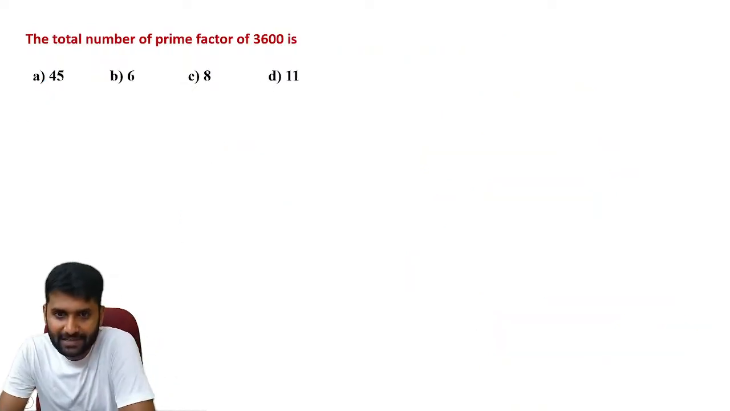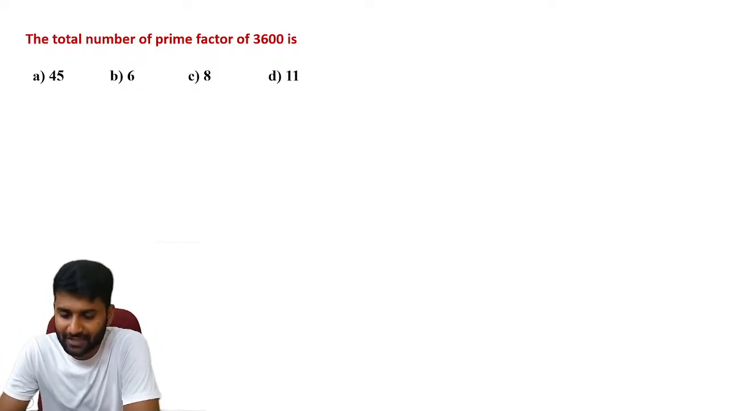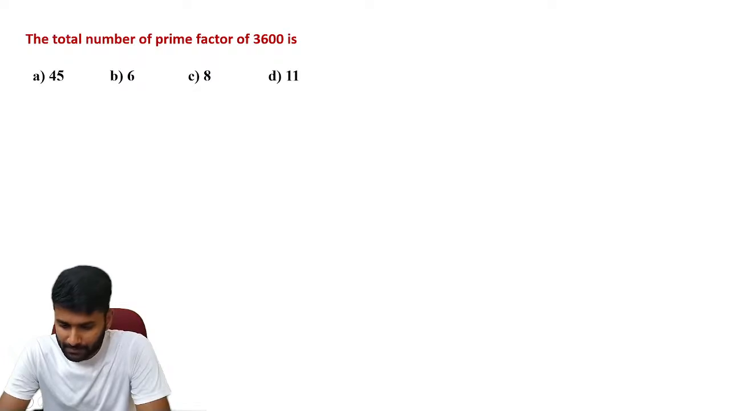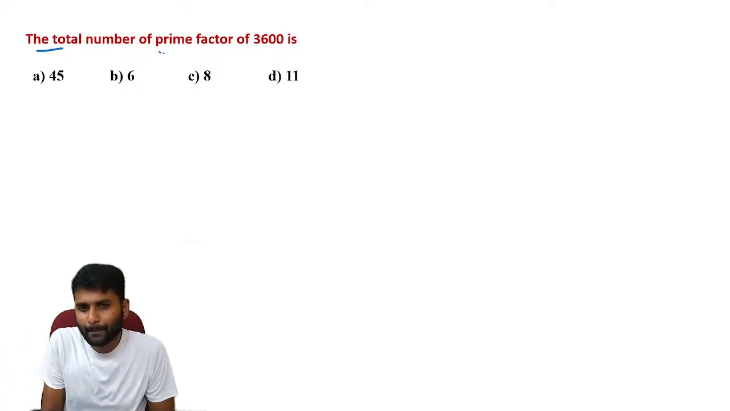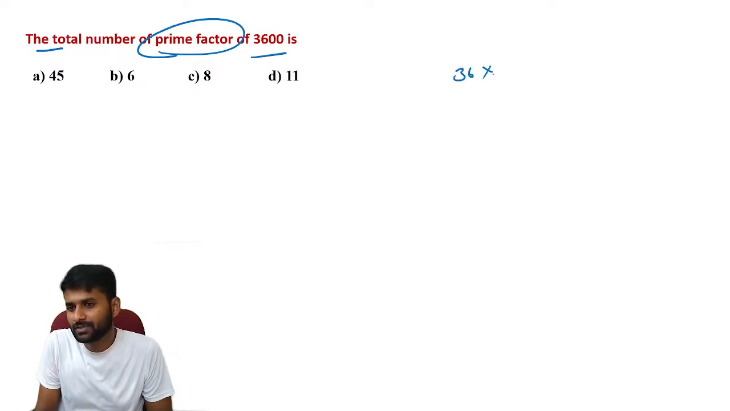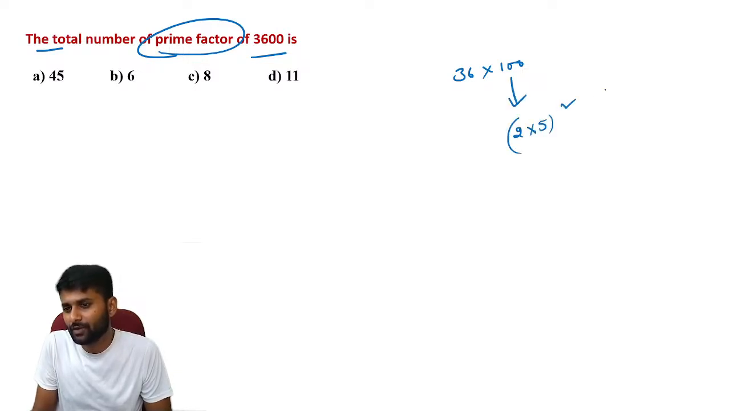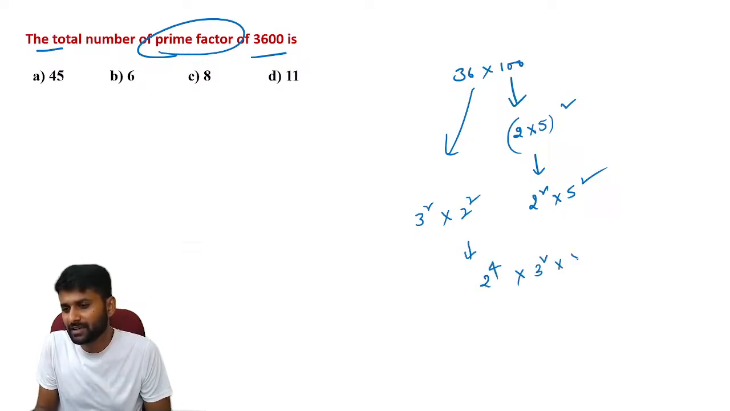Let's go through this question. Find the total number of prime factors of 3600. 3600 can be written as 36 into 100. So 100 can be written as 2 into 5 whole square, which means 2 square into 5 square. 36 is all about 9 into 4, which means 3 square into 2 square. Finally, 2 power 4 into 3 square into 5 square.